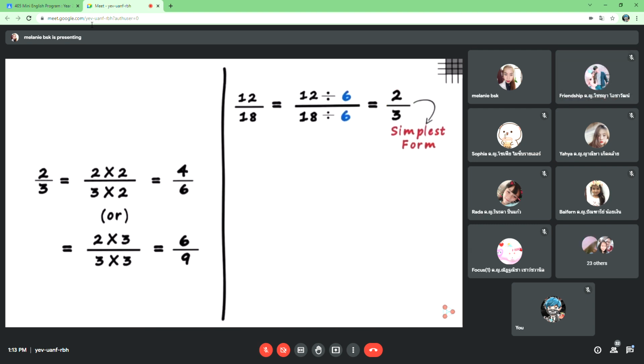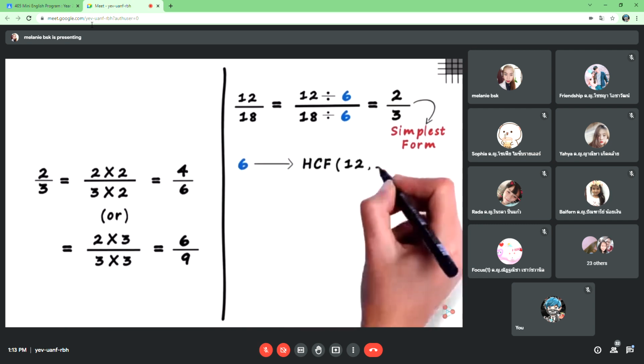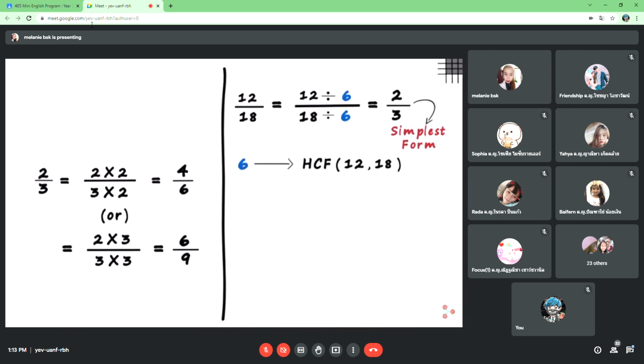That's cool, but how did we know what number we are supposed to divide them by? The number 6 is in fact the highest common factor of the numerator and the denominator. If we divide the numerator as well as the denominator by their HCF, we get the simplest form.